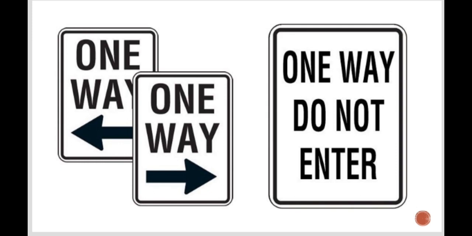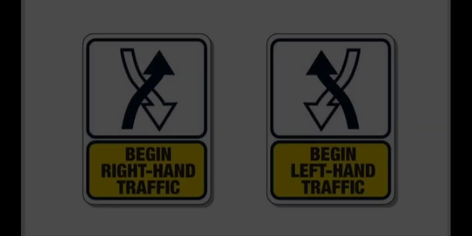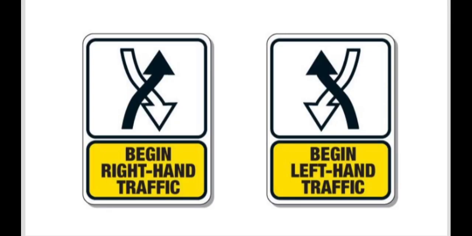One way. So, pag sinabi nating one way, hindi mo pwedeng salubungin yung mga sasakyan na pumapasok. Sila lang ang pwedeng dumaan. Pag sinabi naman nating one way, do not enter, ibig sabihin, pinagbabawal kang dumaan. Dahil maaari kang may makasalubong doon. Then, another example, begin right-hand traffic and begin left-hand traffic. Ito yung gawi ng pamamaneho sa kaliwa at kanang bahagi ng kalsada. Tumutukoy ito sa posisyon ng driver at manibela sa loob ng isang sasakyan. At ito ay kabaliktaran ng mga terminong right-hand drive and left-hand drive.